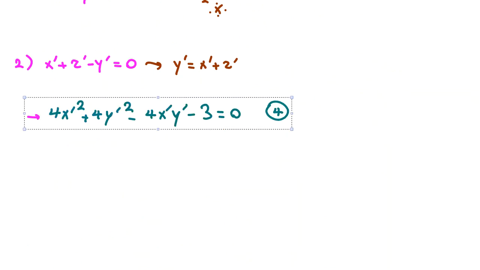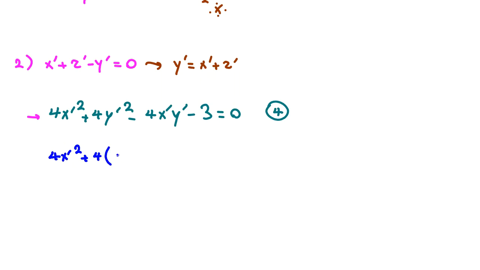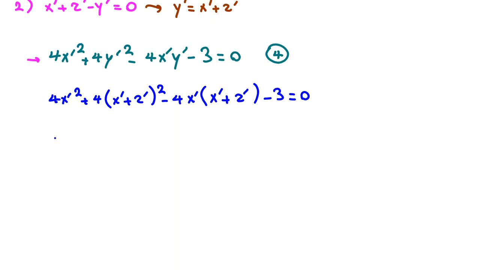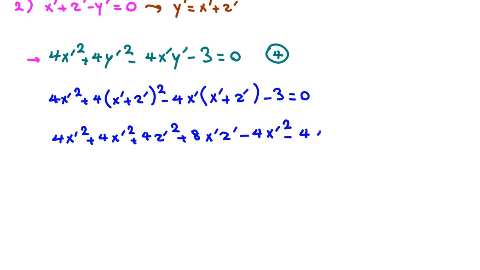Okay. Now let's calculate 4x prime squared plus 4y prime squared, which is x prime plus z prime whole squared, minus 4 times x prime plus z prime minus 3 equal to 0. Now we can conclude what? 4x prime squared plus 4x prime squared plus 4z prime squared plus 8x prime z prime minus 4x prime squared minus 4x prime z prime minus 3 equal to 0.